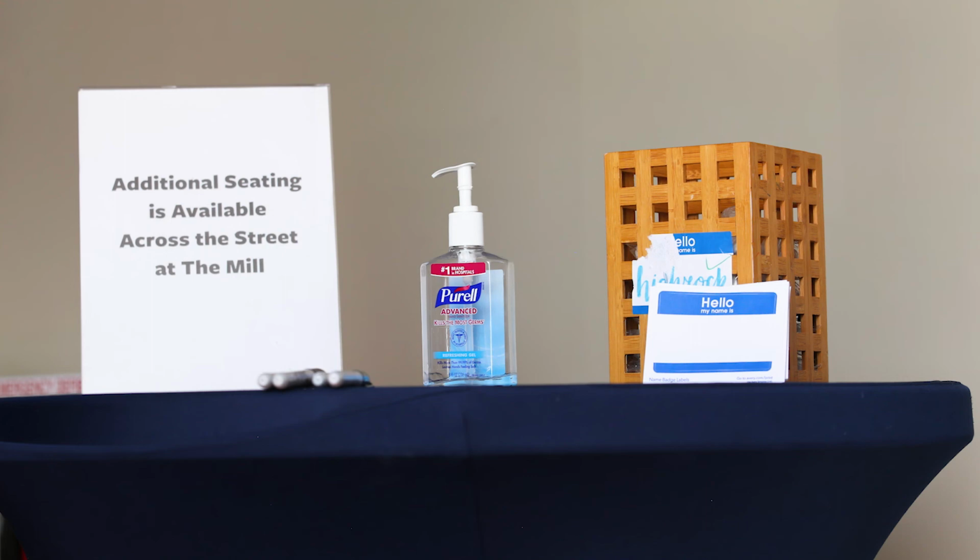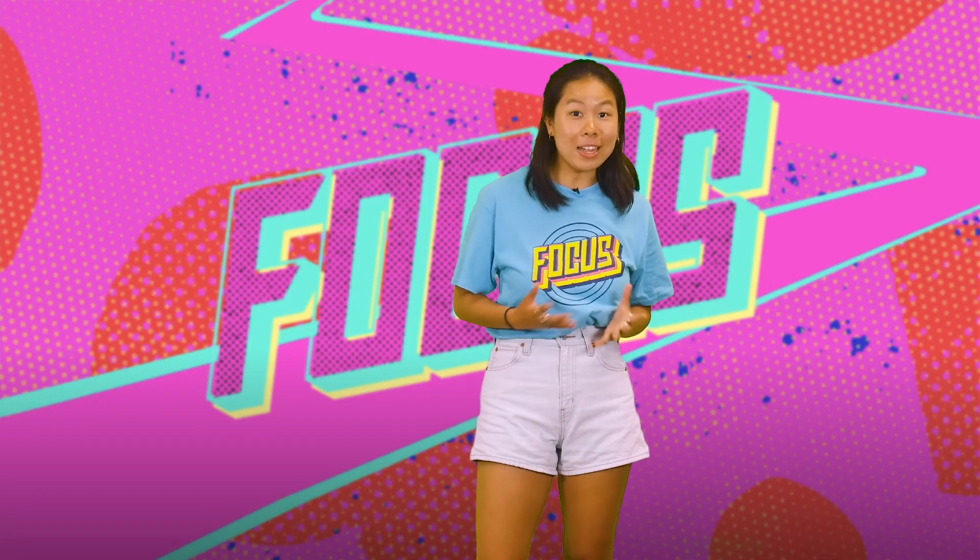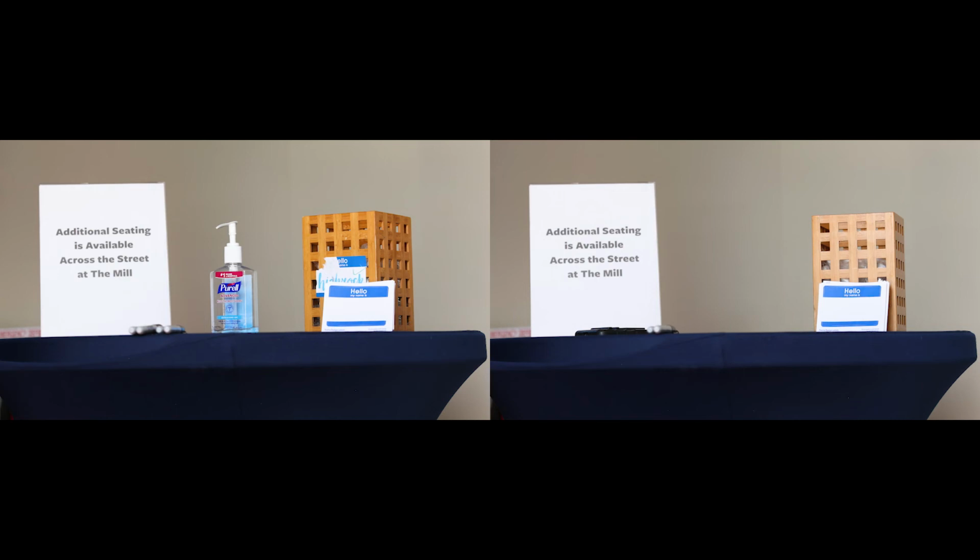And see if you can spot four differences in this one. Okay, let's see how you did. First, did you see how there were 4 markers, but then only 2? Then did you notice that the mint box had the name tag showing in one of them, but not the other? Or what about the Purell in one picture, but not the other?